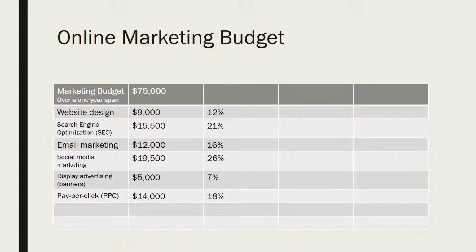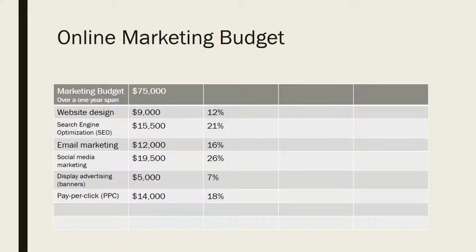Breaking this down into 6 different areas that I want to focus on. Web design, I have set aside $9,000 to focus on that. Search engine optimization, $15,500, so 21% of the marketing budget. Email marketing, $12,000. Social media marketing, $19,500, so 26% of the marketing budget. Display advertising at $5,000 of the $75,000, and pay-per-click advertising at $14,000.